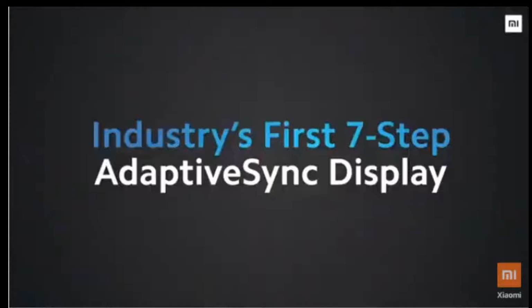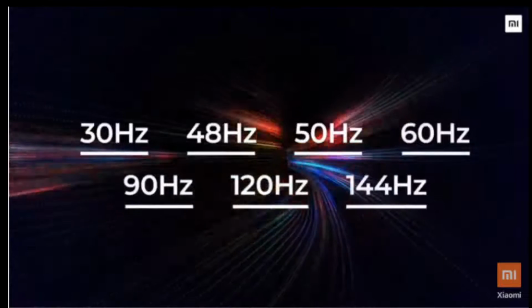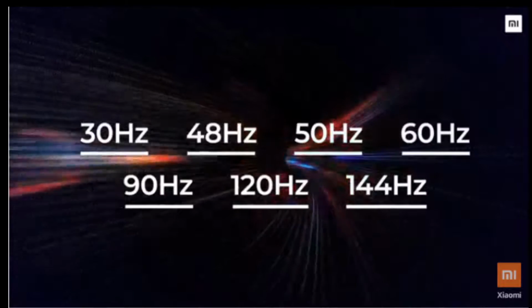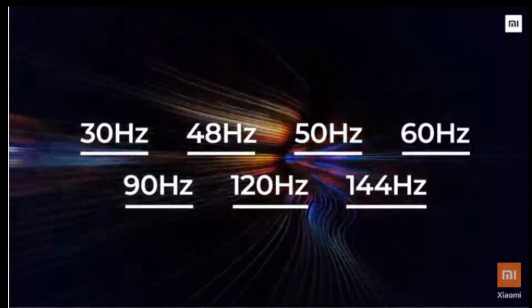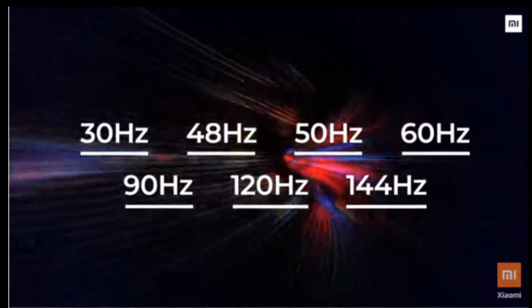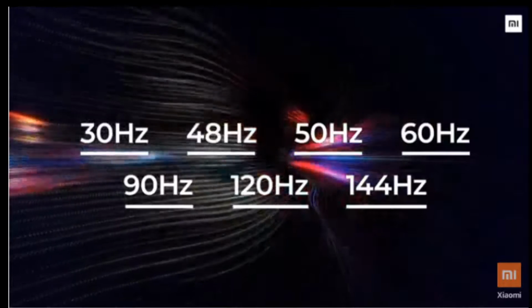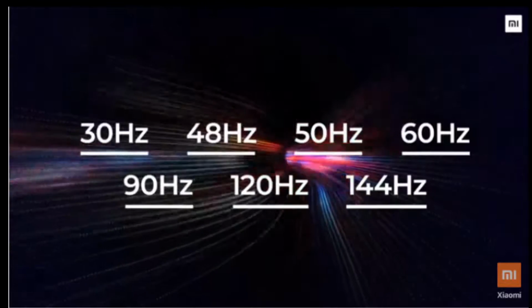How do we solve this? I'm happy to share we are bringing the world's first 7-step intelligent adaptive sync technology on a display. We have 7 different refresh rates. We have 30 Hz, 48 Hz, 50 Hz, 60 Hz, 90 Hz, 120 Hz, and of course 144 Hz.